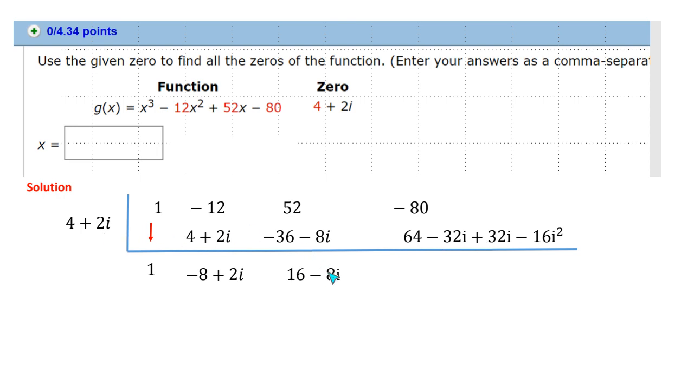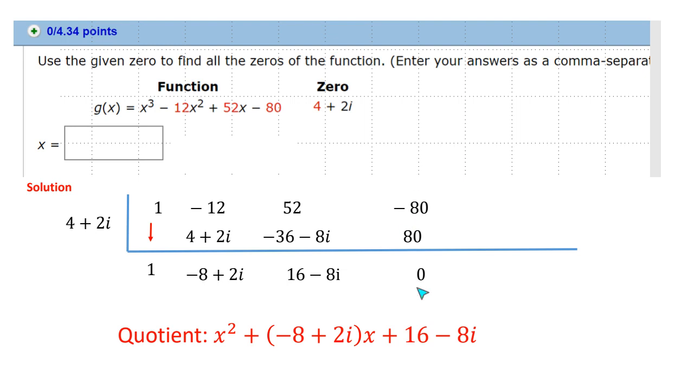And 2i times -8i is going to be -16i squared. But notice here that the i's are going to cancel. So that -32i plus 32i is 0. And then -1 times -16 is going to be +16 plus 64. That's going to give us the 80. Okay, so now this is 0.